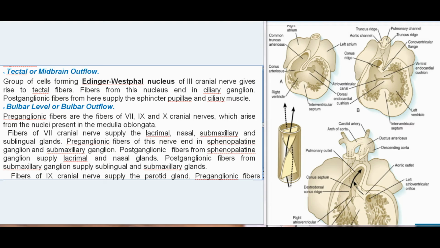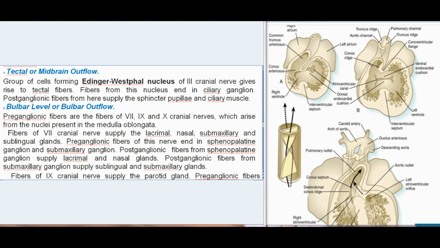Bulbar level or bulbar outflow. Preganglionic fibers are the fibers of the 7th, 9th, and 10th cranial nerves, which arise from the nuclei present in the medulla oblongata. Fibers of the 7th cranial nerve supply the lacrimal, nasal, submaxillary, and sublingual glands. Preganglionic fibers of this nerve end in the sphenopalatine ganglion and submaxillary ganglion. Postganglionic fibers from the sphenopalatine ganglion supply the lacrimal and nasal glands. Postganglionic fibers from the submaxillary ganglion supply the sublingual and submaxillary glands.